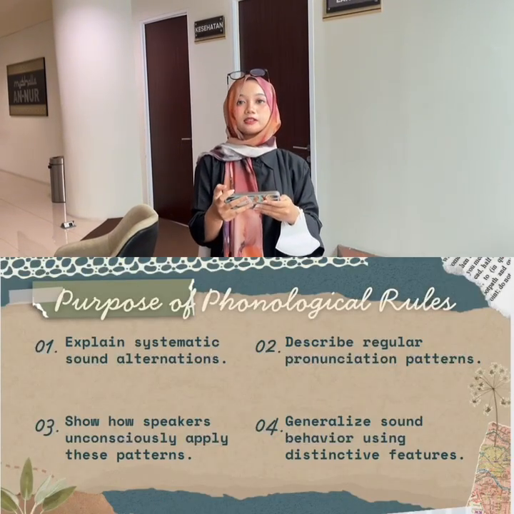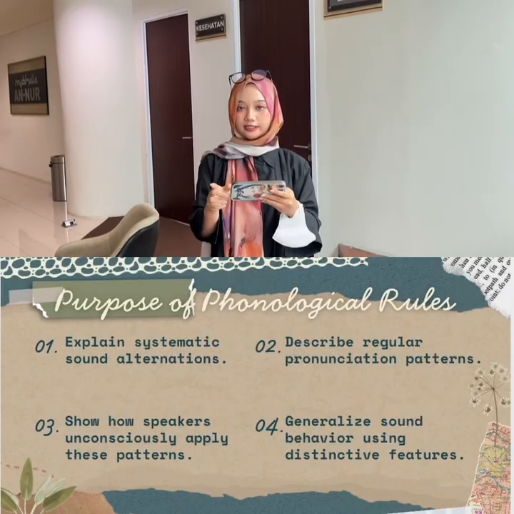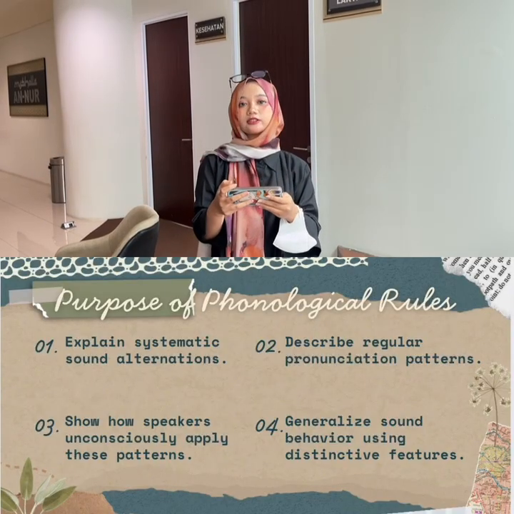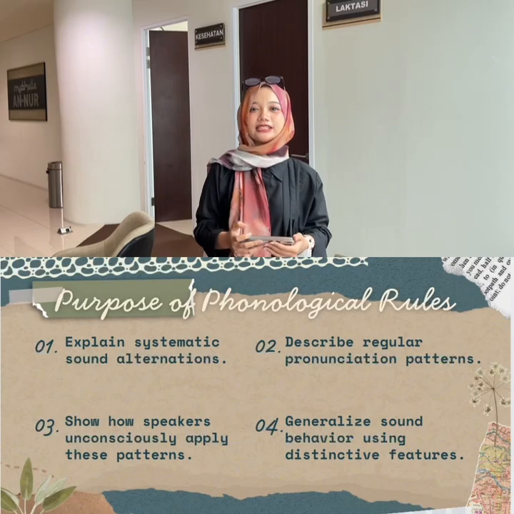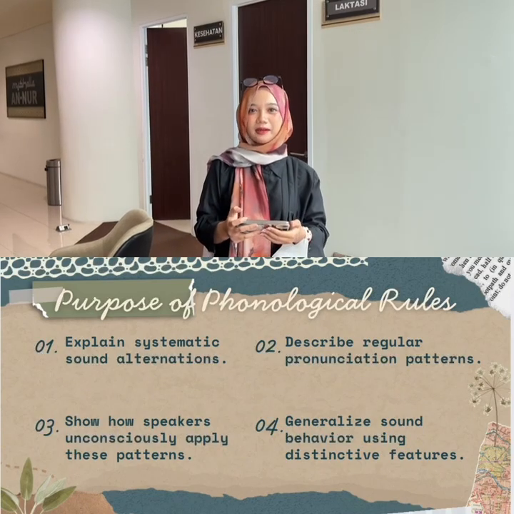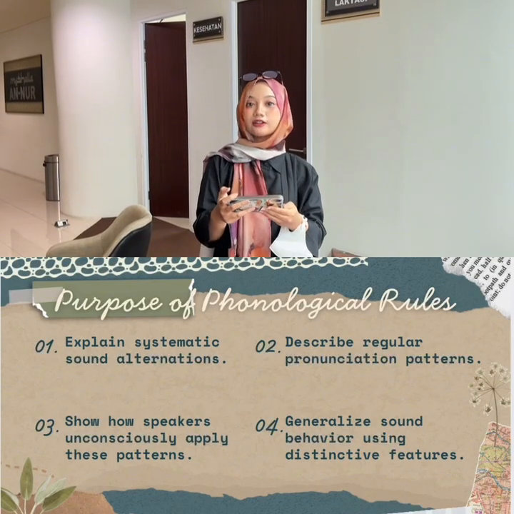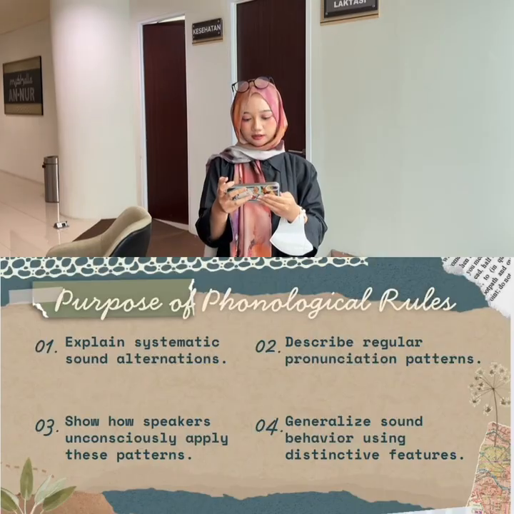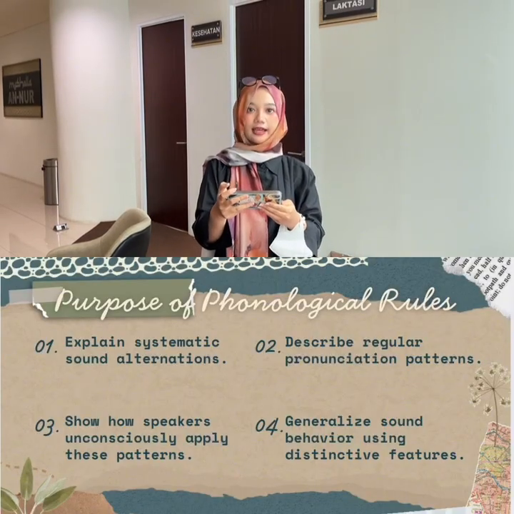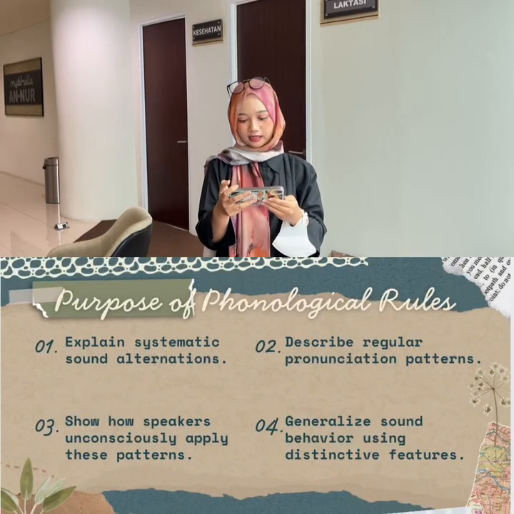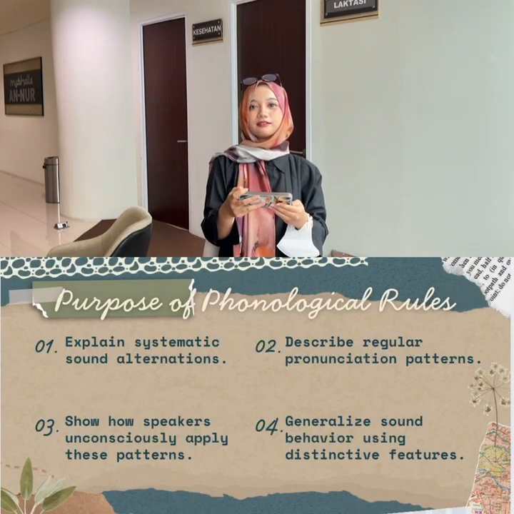So, the purpose of phonological rules: the first is to explain systematic sound alternation. The second is to describe regular pronunciation patterns. The third is to show how speakers unconsciously apply these patterns. And the fourth is to generalize sound behavior using distinctive features.